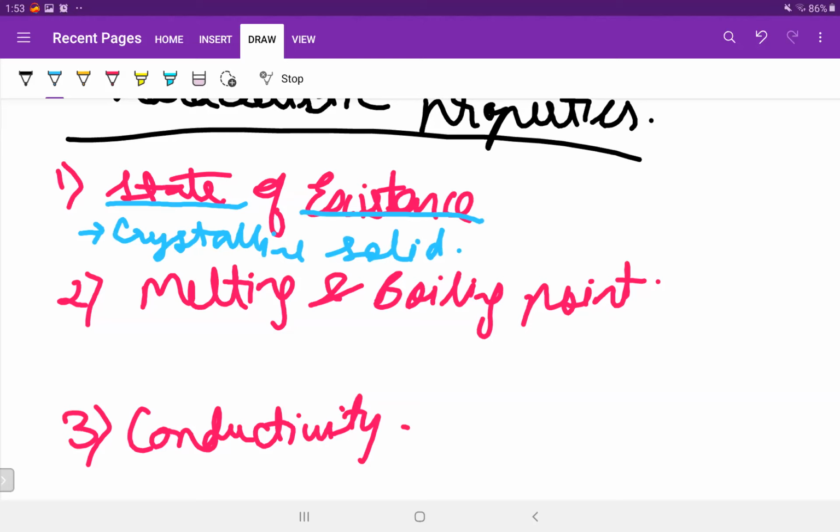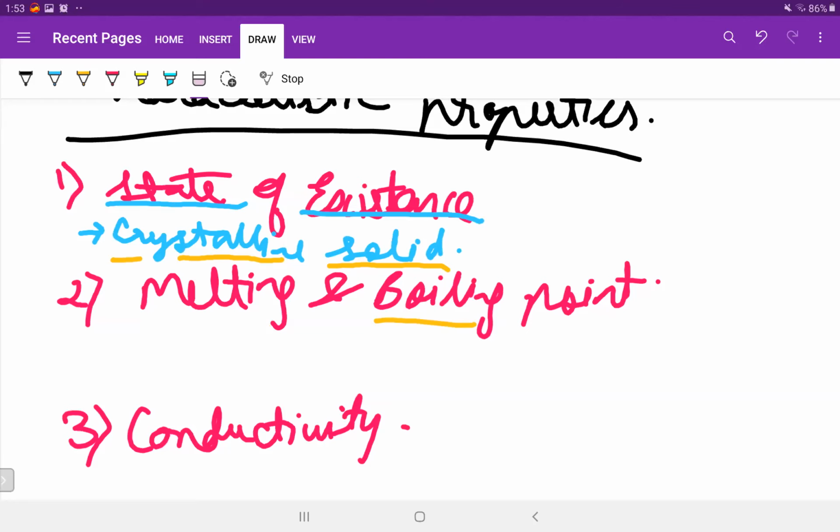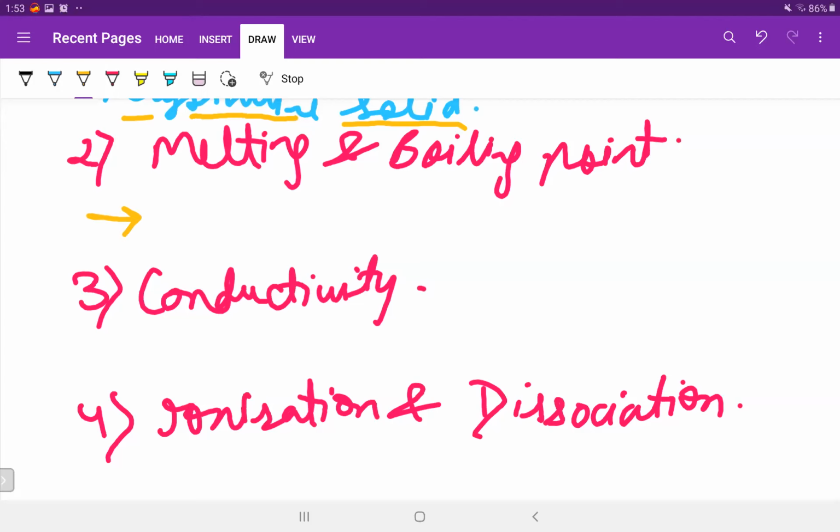Now secondly, melting and boiling point. They are very tough, very solid. Now tell me, is it very easy to melt or boil a stone which is very hard? No, it wants a very high temperature. So will the melting and boiling point be high or low? Very high. So ionic compounds have a high melting and boiling point due to the presence of the strong electrostatic force of attraction, and hence require a large amount of energy to break the crystal force.